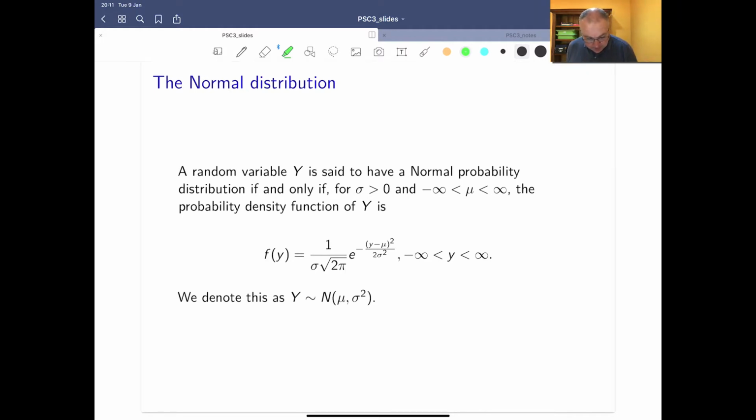And here we have our probability density function. So you've got this 1 over sigma square root of 2 pi e to the minus y minus mu all squared over 2 sigma squared. And we will denote this as y is normal with mu, sigma squared. That's not always the case. You'll find that some textbooks will use sigma as the parameter that they use in the end, so it's always worthwhile checking which it is.